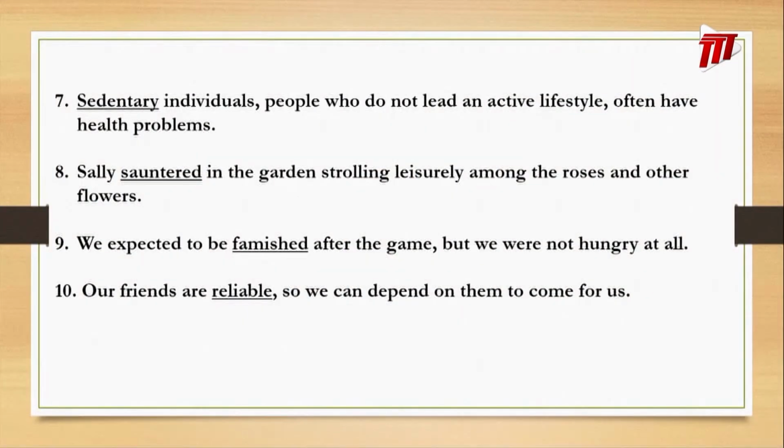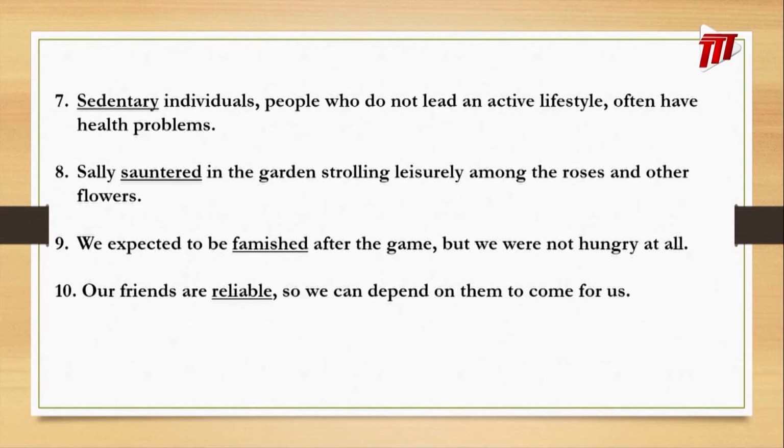Our friends are reliable, so we can depend on them to come for us. What does reliable mean? Are you seeing the hint? Yes. The comma after reliable tells us that the meaning is coming right after. Reliable people are people we can depend on.